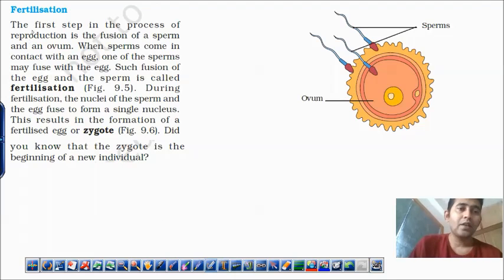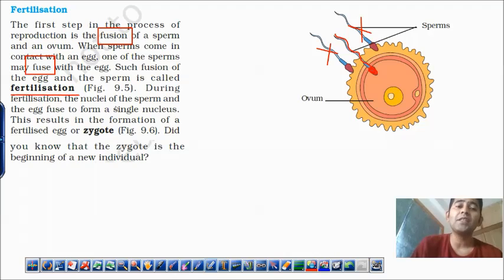So let's read. The first step of the process of reproduction is fusion. Fusion matlab mix hona of sperm and ovum. When sperms come in contact with an egg, one of the sperms may fuse with the egg. Fuse matlab puri tarah jud jana. This is the lucky sperm who has entered the egg completely. Therefore, the other sperms will not get a chance. Only one winner in the race. Such fusion of egg with the sperm is called fertilization.